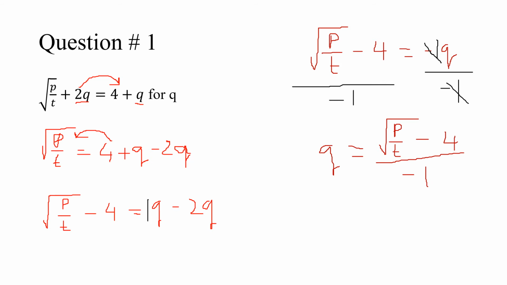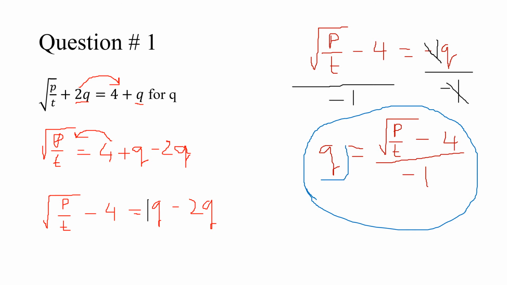Yes, that's some working we had to do there, but we just kept applying the various rules that we did throughout the previous videos. Again, just feel free, go back and look at the previous topics. That will give us the answer for question number 1. So here we have q equal to the square root of p over t minus 4 all over minus 1. Notice here now that q, our subject, is positive, standing alone, and in the numerator.